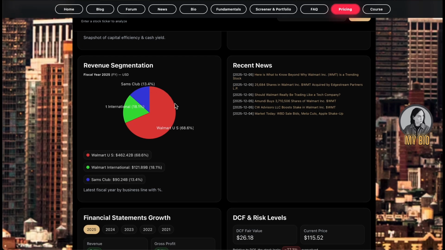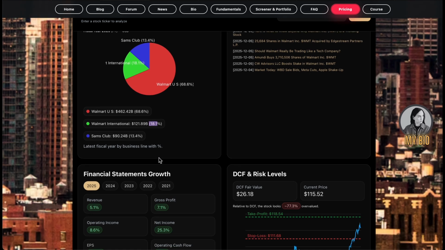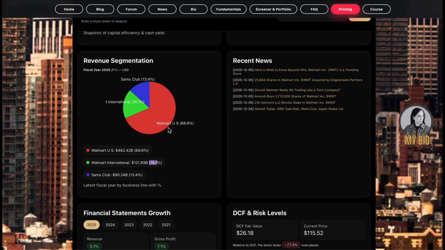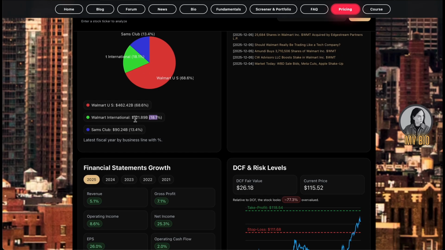You should pay attention to this graph too. The company should be diversified. Their business should be diversified. In case of Walmart, its business comes from Walmart US, 68%. International, like 18% comes from international. Then Sam's Club, 13%. Also diversified, but not as diversified as Apple, for example. Of course, it's not their closest peer, but we're gonna see their closest peers too and see how they distribute their portfolio through the revenue segmentation.